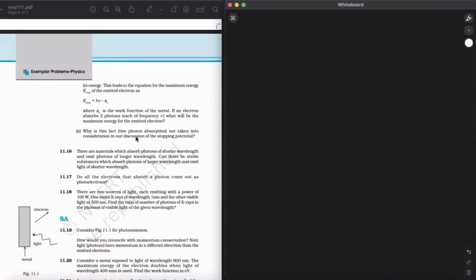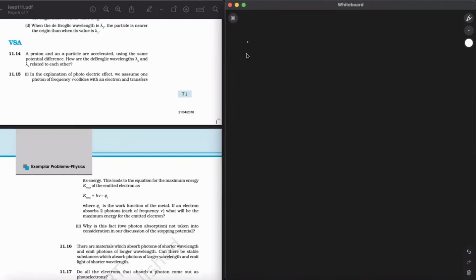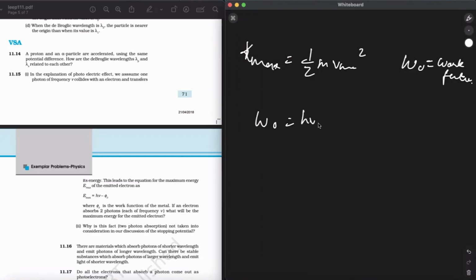So we have to solve this question, right? In this question, first of all on this side, K max is equal to half m v max squared. So this is the maximum kinetic energy of the emitted electron, and W naught is the work function. W naught is equal to h nu naught, equal to h c upon lambda naught joules. Nu naught is the threshold frequency, lambda naught is the threshold wavelength.